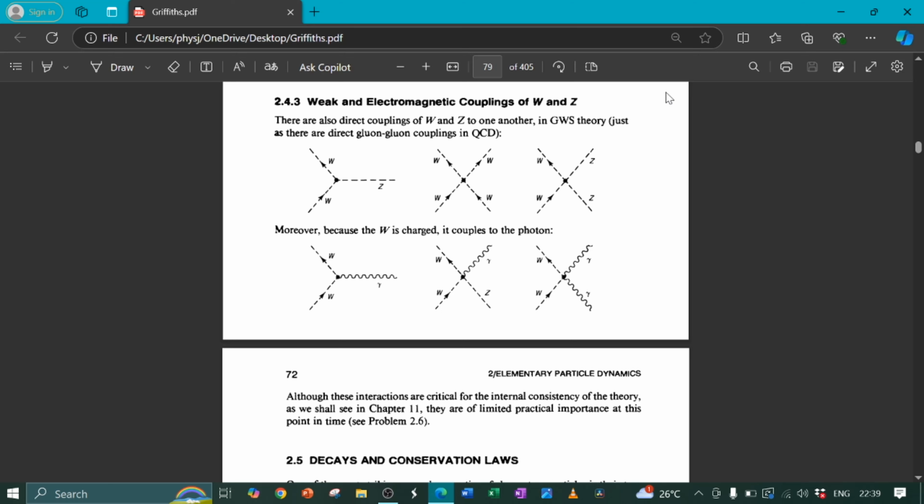We can also consider electromagnetic couplings of W and Z. There are also direct couplings of W and Z to one another in GWS theory, just as there are direct gluon-gluon couplings in QCD. Moreover, because the W is charged, it couples to the photon. Although these interactions are critical for the internal consistency of the theory, as we shall see in chapter 11, they are of limited practical importance at this point in time. See problem 2.6.